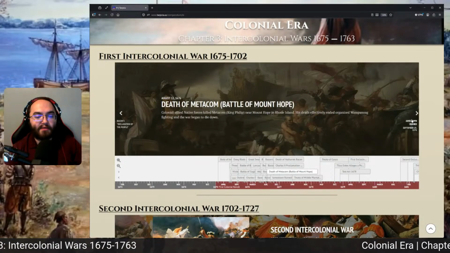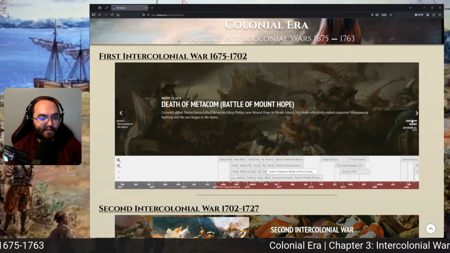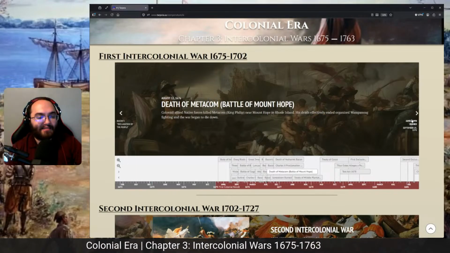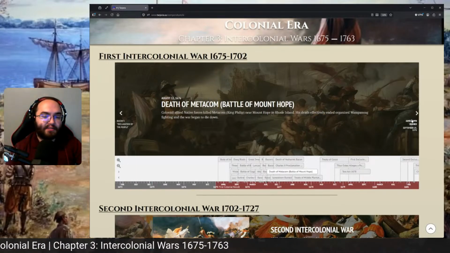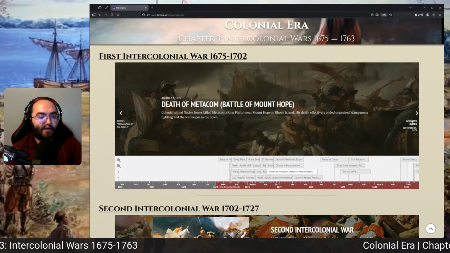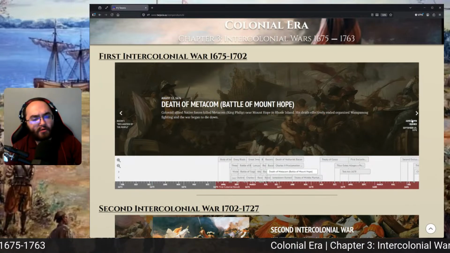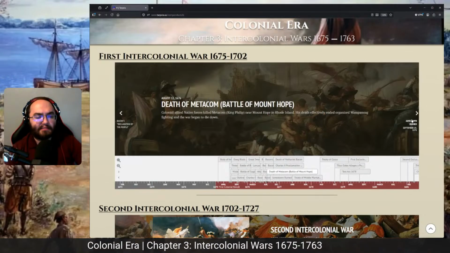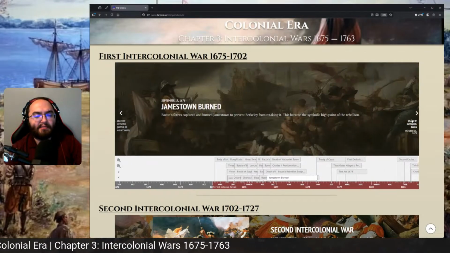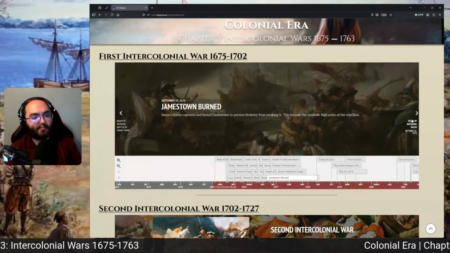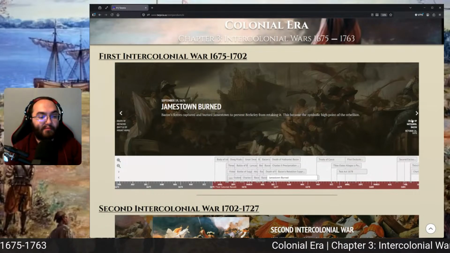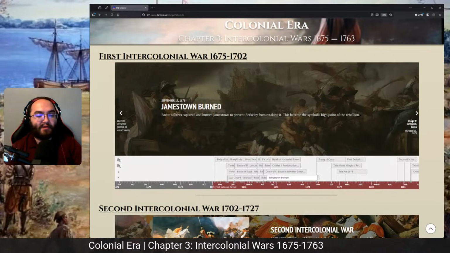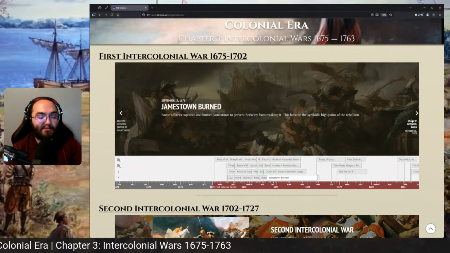And it's during this time that Metacom, that's King Philip, dies, which effectively ends King Philip's War and ends Wampanoag fighting in the war. There's still going to be some skirmishes here and there, but the organized native fighting is going to die down. And right around this time in Virginia, Jamestown is burned by Bacon's forces, to prevent Berkeley from retaking it, they burned down the town.